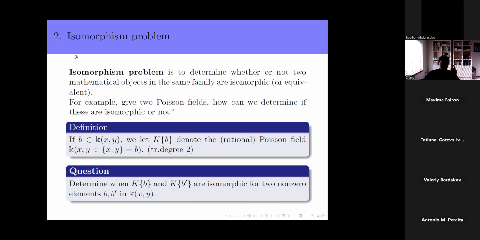So now, given two Poisson fields, how can we determine if they are isomorphic or not? One idea is Artin's idea: we can compute the valuations. If they have a different number of valuations, then they are not isomorphic. But even if they have the same number of valuations, we can use some other invariant to decide if they are isomorphic or not. So here's one case.